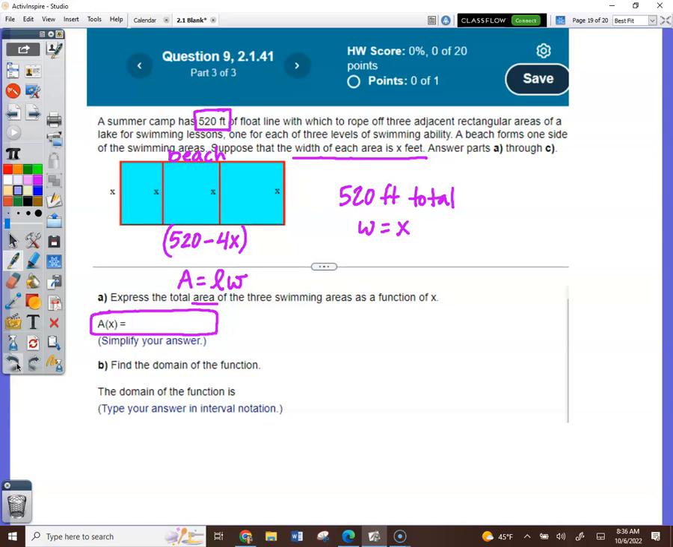So your length is going to be the total amount. Guys, this is the same every time, by the way. It's going to be the total amount minus however many width segments you've used. Yesterday we only used one width. Today, this one we're using 4. So now let's write the formula. A of x equals, so it's length times width. My length is 520 minus 4x, and what's my width? What did they tell you? It was x. I'm going to put it in the front because it feels weird to put it after parentheses.